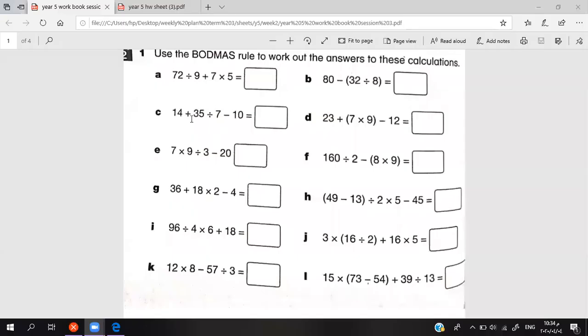Okay, C. I have plus, division, and subtraction. Definitely I'm gonna do the division first. 35 divided by 7 is a 5. Now, like that, I have 14 plus 5 minus 10. By turn: 14 plus 5 is 19. 19 minus 10 is gonna give me a 9.